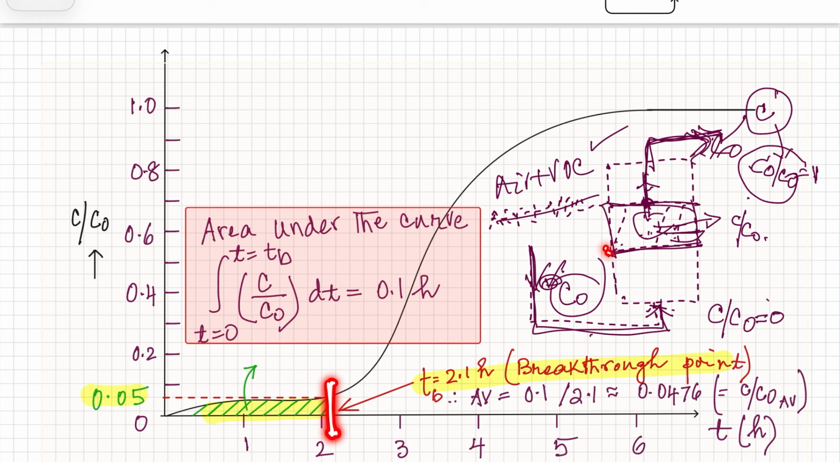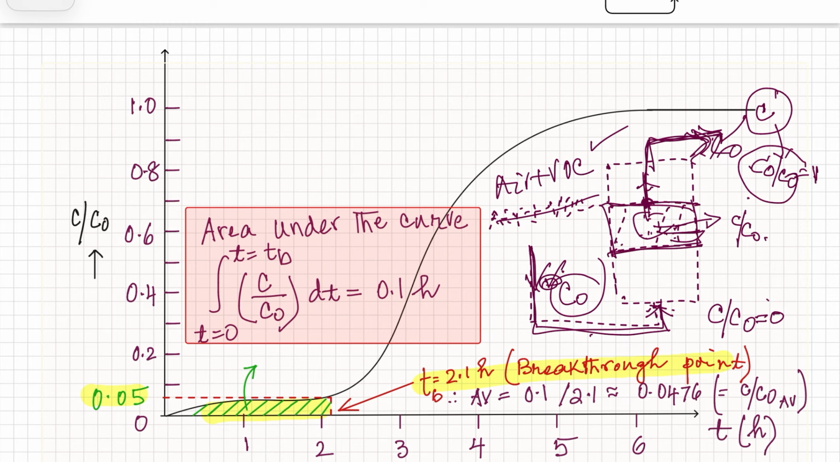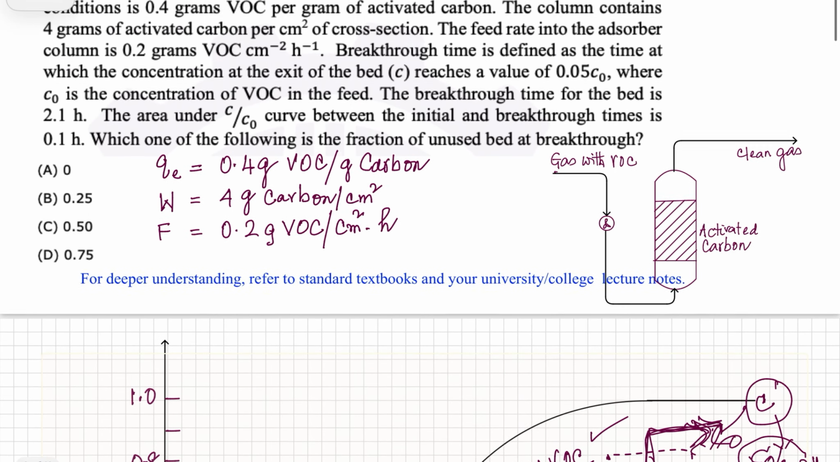Note that when the breakthrough has been achieved, the entire carbon has not been utilized, but that's just the initial point. Then slowly the concentration keeps increasing up to a point where this concentration becomes equal to C0. That means C by C0 becomes equal to 1. So this is the point, called the breakthrough time TB. Okay, so let's see here.